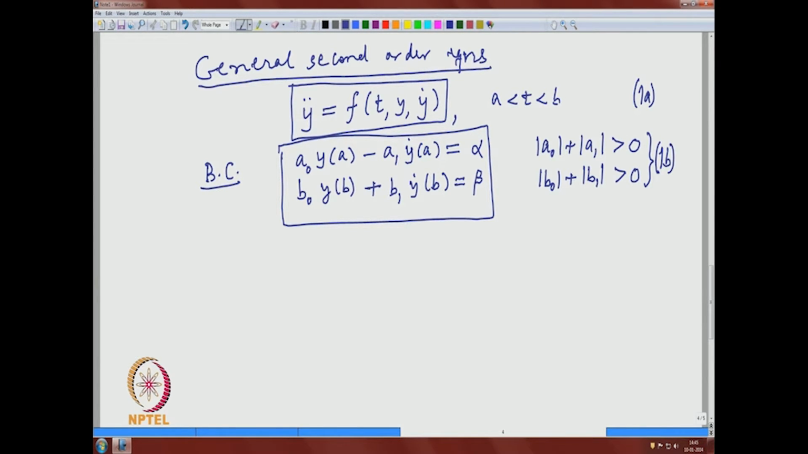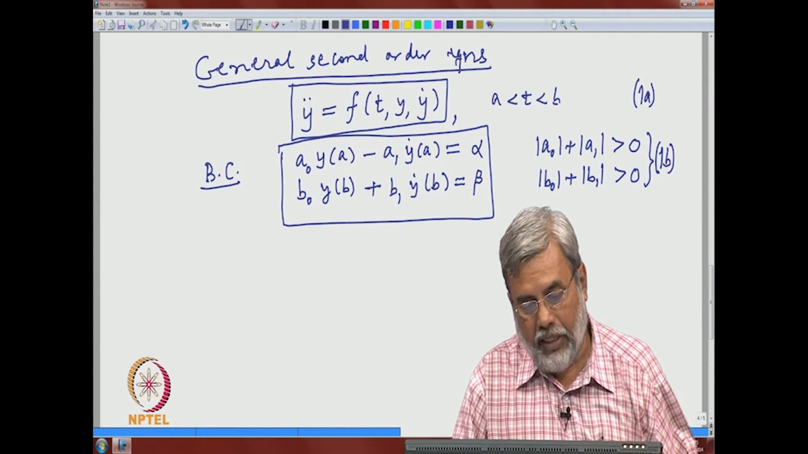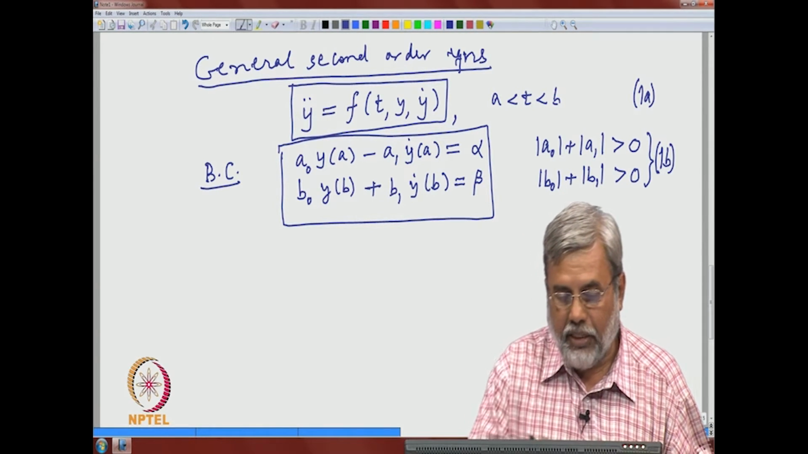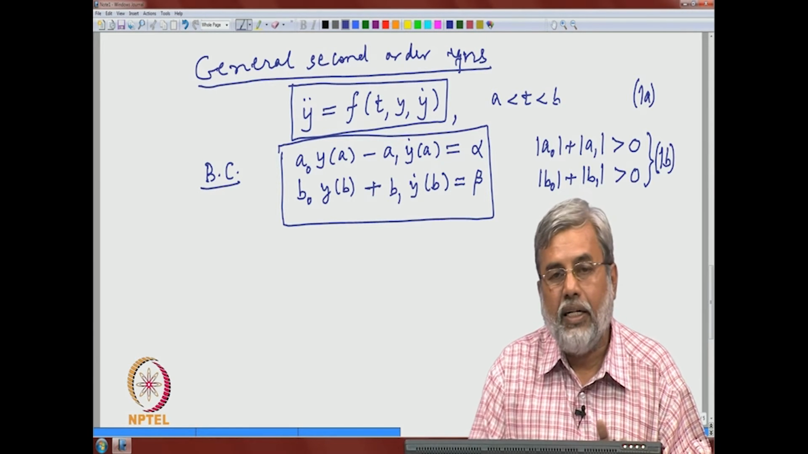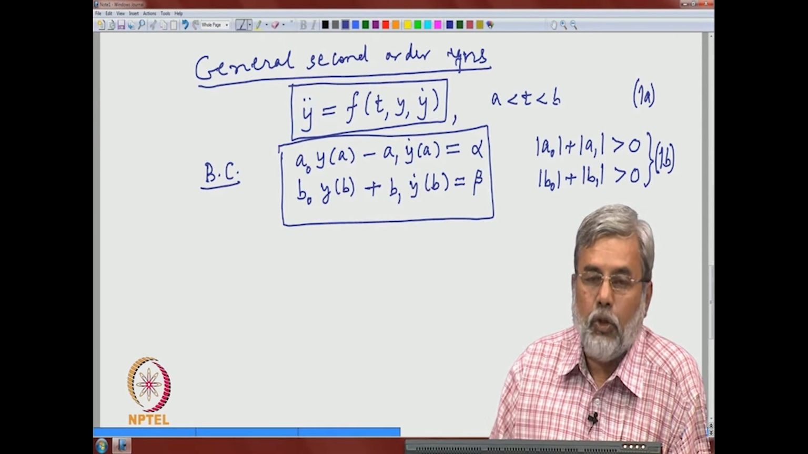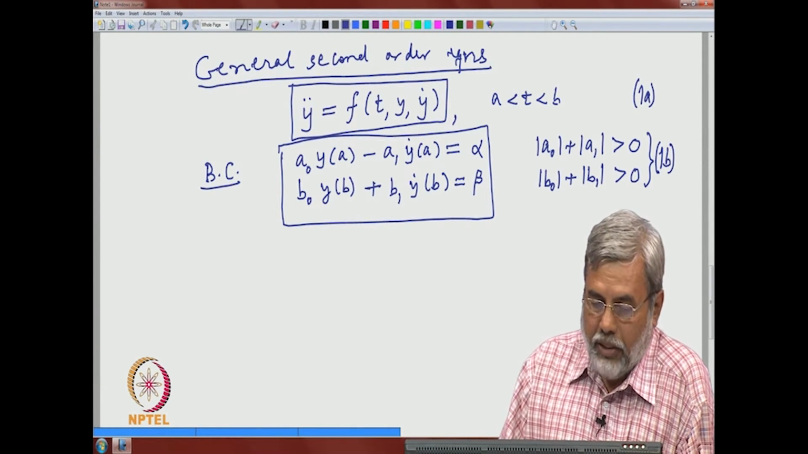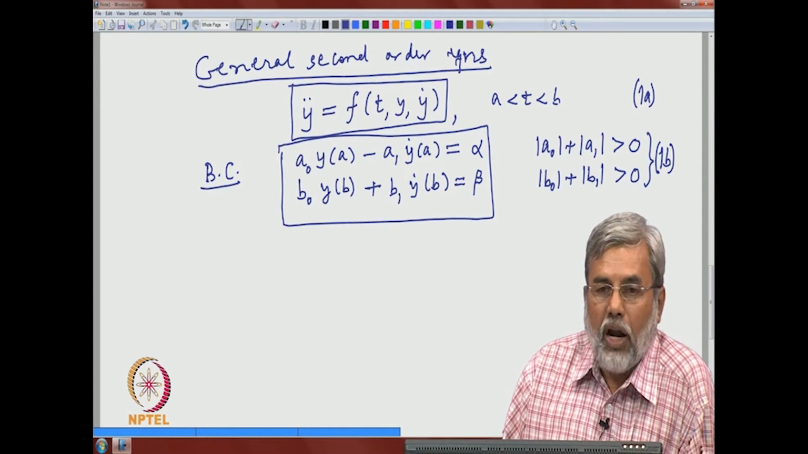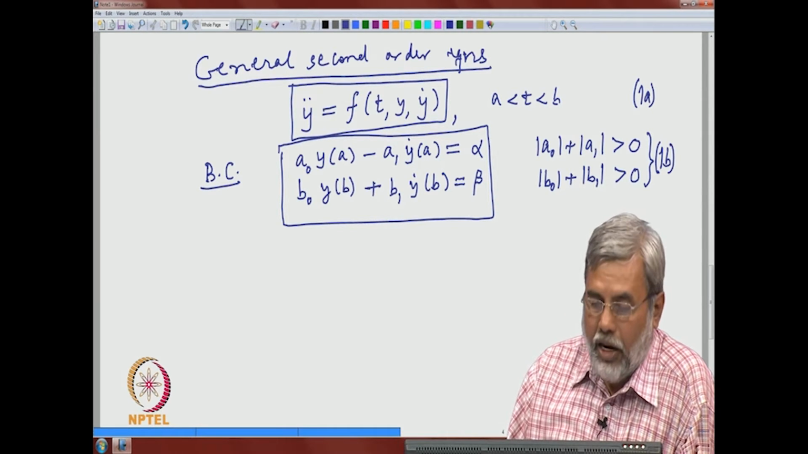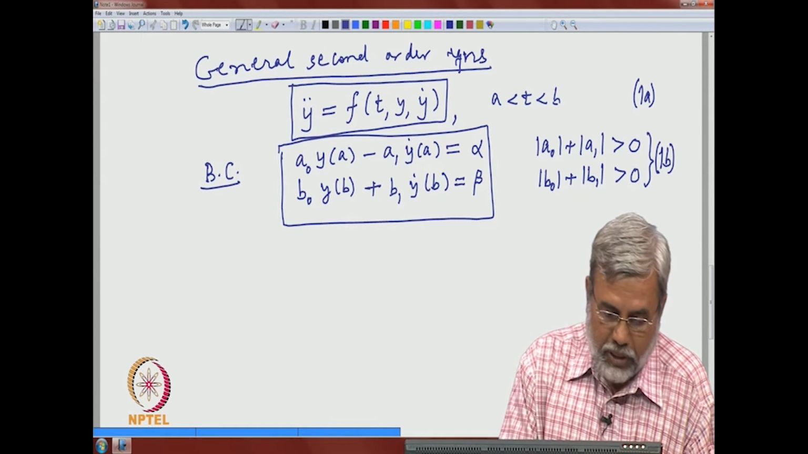See, unlike in the linear case, we do not even know how to start, because here there is no concept of the homogeneous equation, because everything is clubbed here. So, I cannot separate the linear part and inhomogeneous part, and how to start. Okay. So, we are already facing a problem even to start, where to start. Okay.